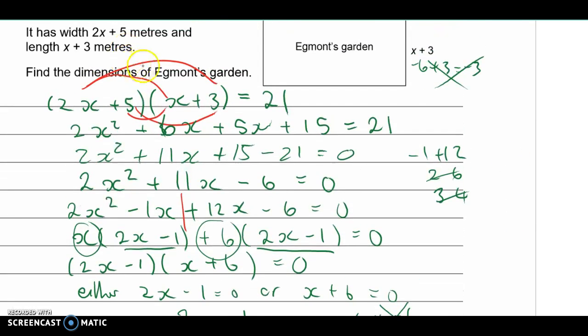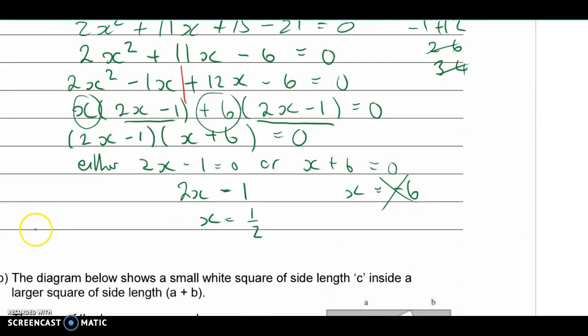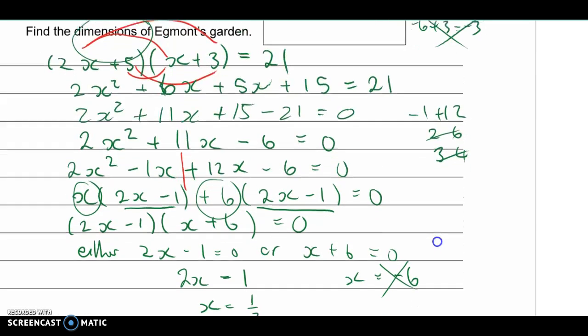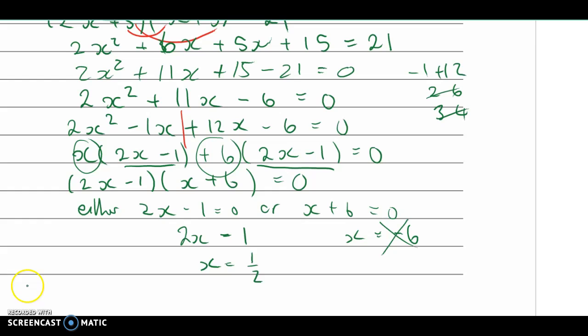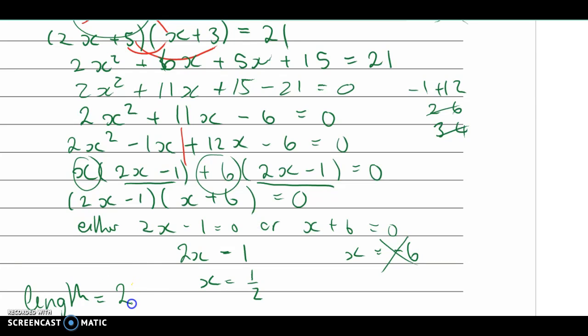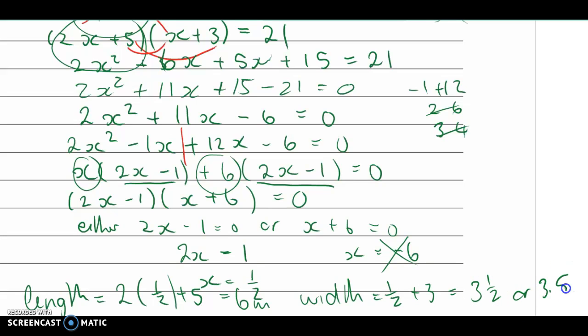Now the question said find the dimensions of Egmont's garden. So x is a half. So my length will equal 2 times a half. I'm just using this over here. Plus 5 equals 2 times a half is 1 plus 5 is 6 meters, and the width would be a half plus 3, which equals 3.5, and it's in meters, so it's 3.5 by 6 meters.